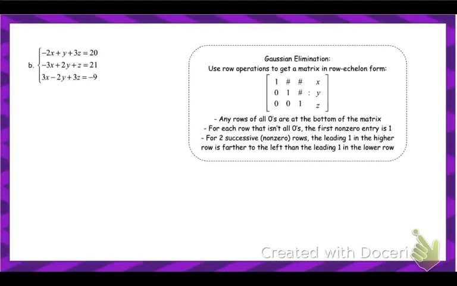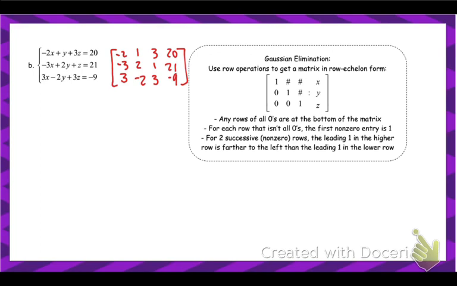All right, so let's look at another one. So again, I need to start by creating my augmented matrix. So this is going to be -2, -3, 3, 1, 2, -2, 3, 1, 3, 20, 21, and -9. All right, so again, there's a lot of different ways to get your right answer. Okay, you need to do what makes the most sense to you.